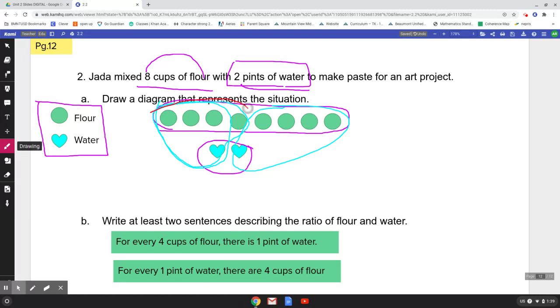So let me regroup this for you so you're not confused. The red is really the grouping that I did. Notice how there's 4 flours, and 1 water. Notice how there's 4 flours, and 1 water.